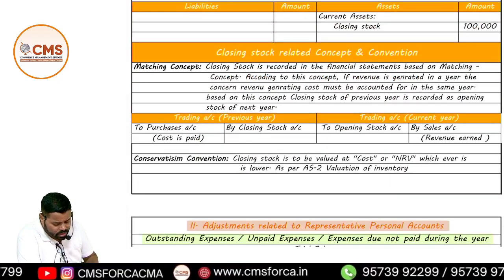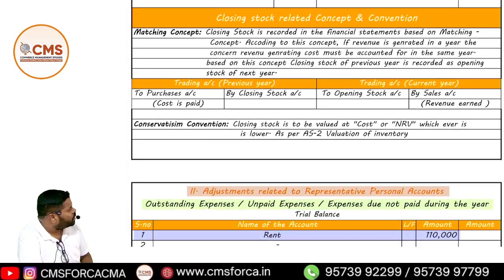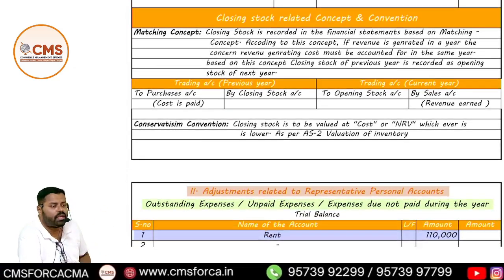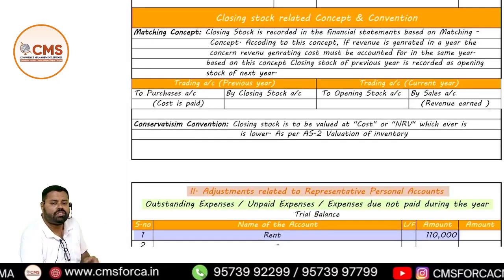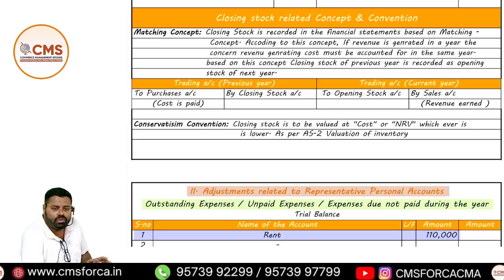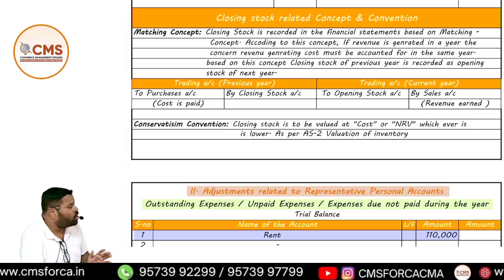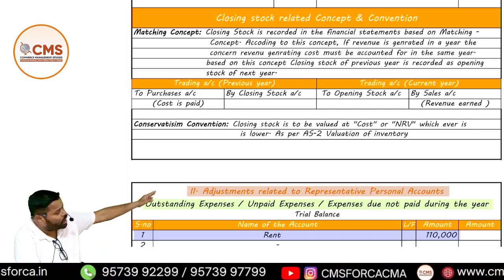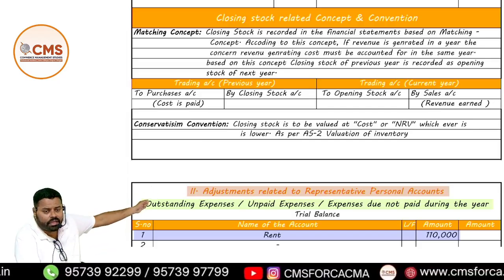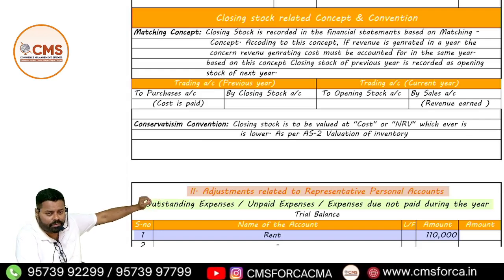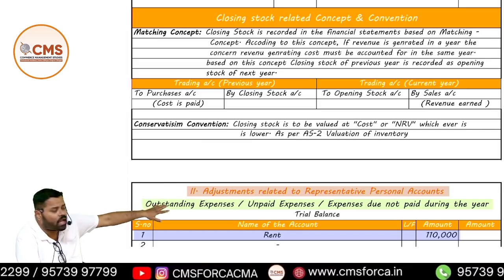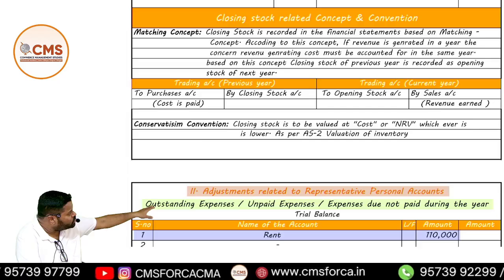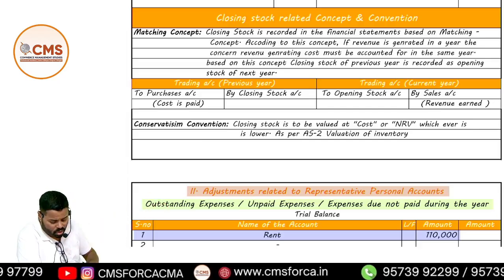Okay. Next, what are the concepts and conventions? I told you, what is the concept based on which we are writing closing stock and opening stock? Matching concept. What does the matching concept say? Revenue should be matched with the cost. And in order to do that, we write the closing stock of the current year as opening stock of next year. The same thing has been given here in trading account previous year and trading account current year. Last year's closing stock will be shown as opening stock of next year.